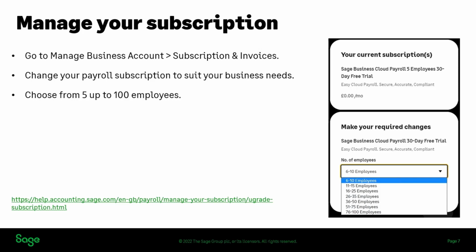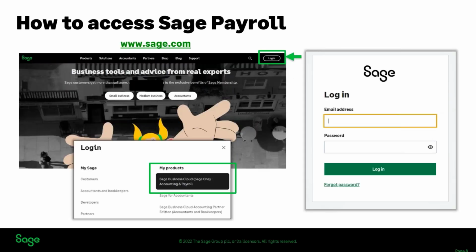So that's just a quick look at some of the features and benefits. Let's now explain how you access Sage Payroll. As I mentioned earlier, it's all done via a web browser. The easiest way to log in is to go to www.sage.com. Look for the login option towards the top of the page. Then under My Products, you're looking for Sage Business Cloud Accounting and Payroll, which will then present you with a login screen where you'll simply sign in with your email address and the password that you set up.